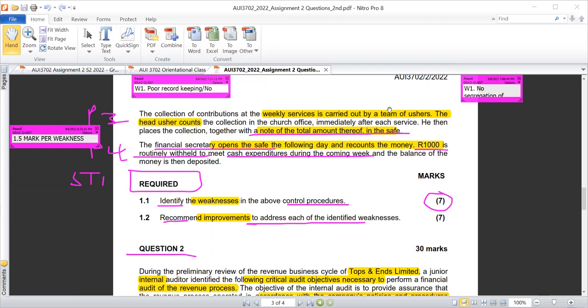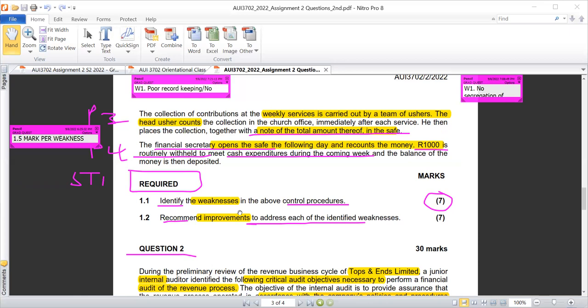Now, very important, colleagues, in question one, they wanted to test you on the concept of weaknesses. They wanted you to identify a weakness in the above control procedures. And in the second part of the same question, they wanted you to recommend improvements to address each of the identified weaknesses. It is imperative to understand what the examiner wants, or what the lecturer expects of you from this required part of the question.